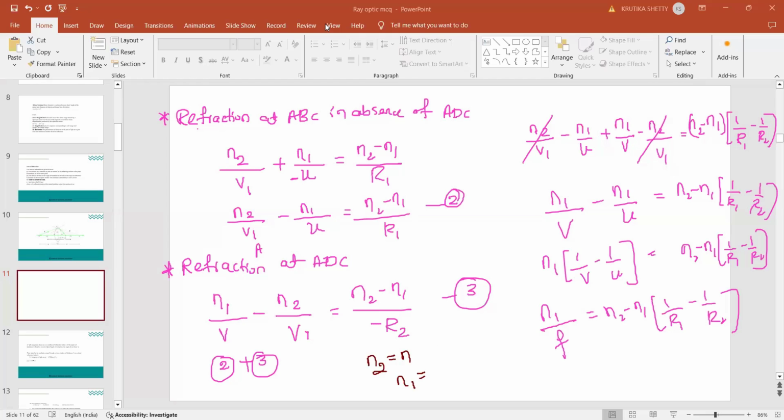In 10th standard also you have studied. What is the refractive index of the air? It is 1. Very good. So the refractive index is 1, therefore N1 is equal to 1, let us substitute. So see what happens with your derivation.